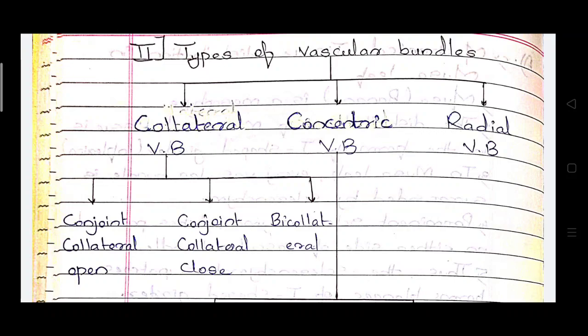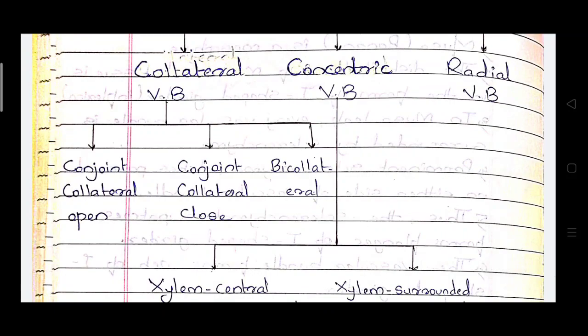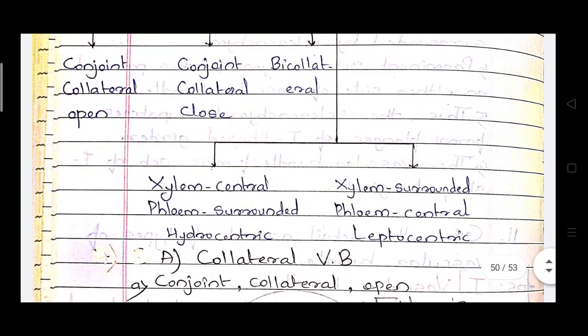There are mainly three types of vascular bundles. The first one is the collateral vascular bundle, the second one is the concentric vascular bundle, and the third one is the radial vascular bundle. Collateral vascular bundles are again differentiated into three types: conjoined collateral open, conjoined collateral closed, and bicollateral. Concentric vascular bundles are differentiated into two types, that is hydrocentric and leptocentric.